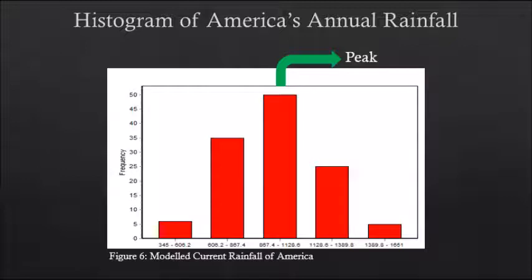In this histogram, we can see that the peak in which the rainfall occurs in America starts at about 867.2 to about 1128.6.